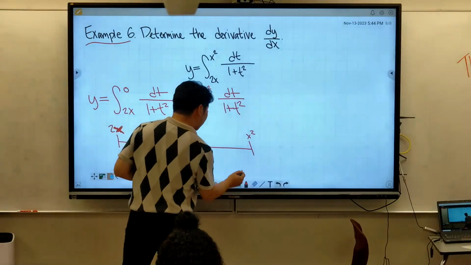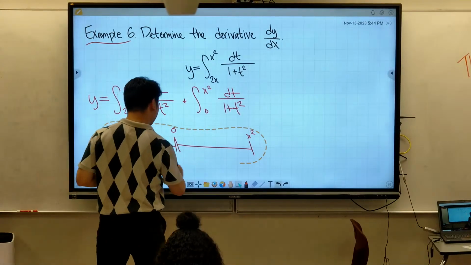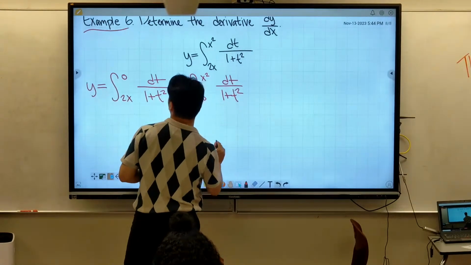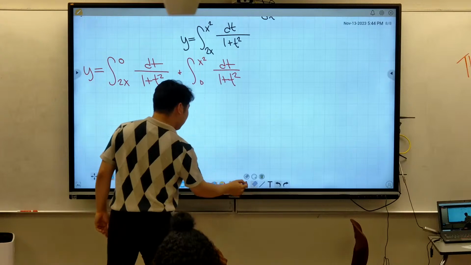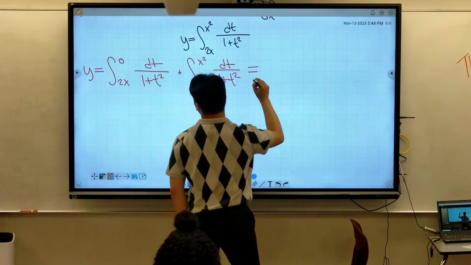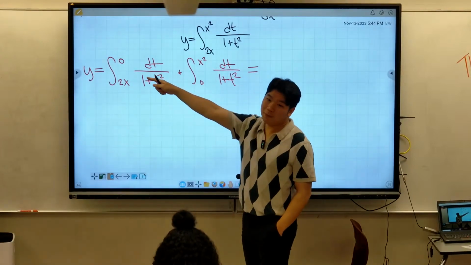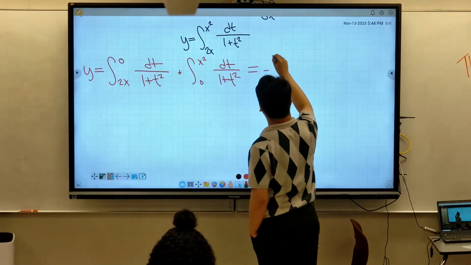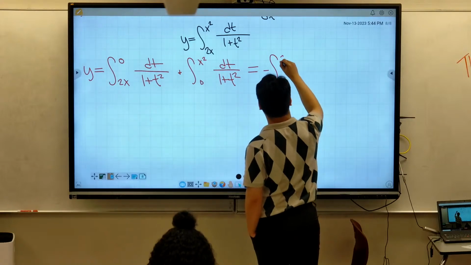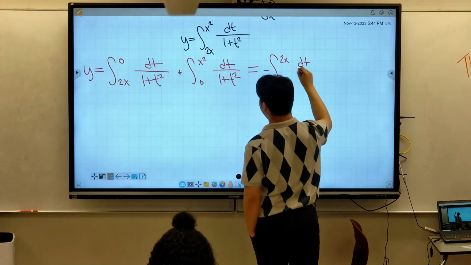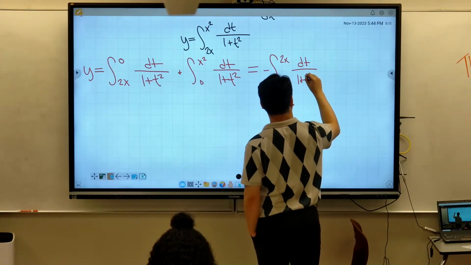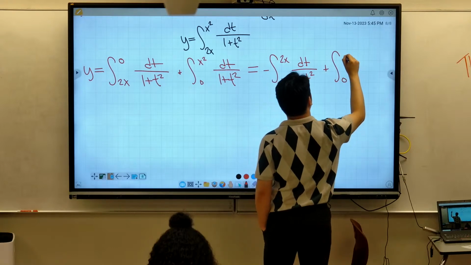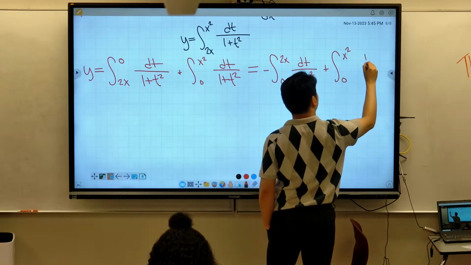Let's see, we have a couple minutes left. Let's do this very, very quickly. So transforming this integral a little bit. Usually we like having x on the top. How do I swap my bounds again? Yeah, we make the entire integral negative. So negative the integral from 0 to 2x of dt over 1 plus t squared, plus, and I don't do anything to the second one because we already have our constant on the bottom.